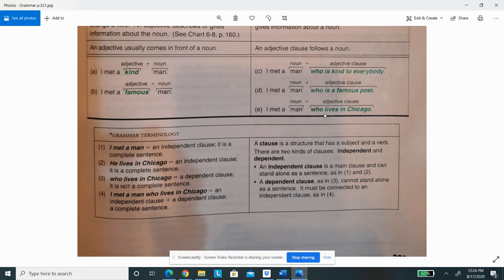Okay, so down here at the bottom, it's just telling you each part of the sentence and whether it's independent or dependent. Okay, so all of the adjective clauses are dependent, and all of these portions of the sentences are independent.